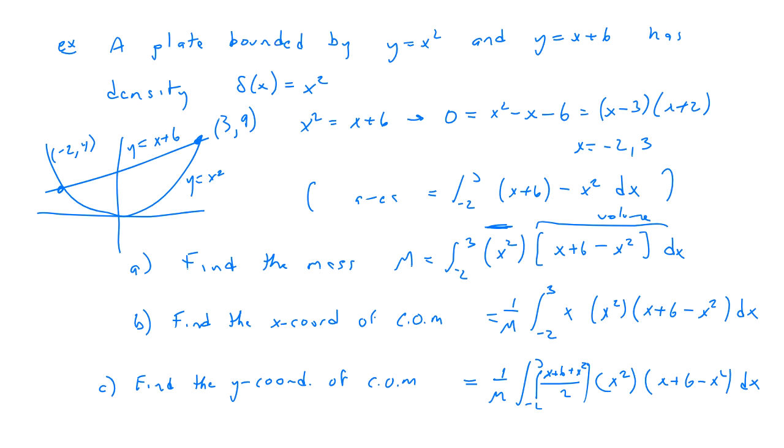Remember, the reason we do that is if I draw back up here a generic line at a value x, since the density only depends on x, the center of mass is just the middle of the line segment. And the way you get the middle of the line segment, if it's going from A to B, is A plus B divided by 2. So we do, in this case, the top curve plus the bottom curve divided by 2.